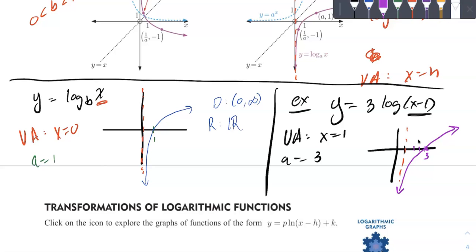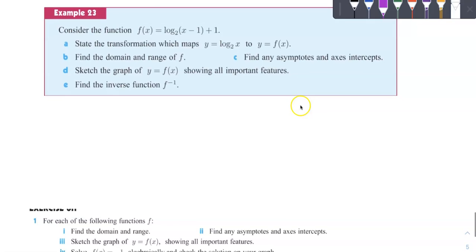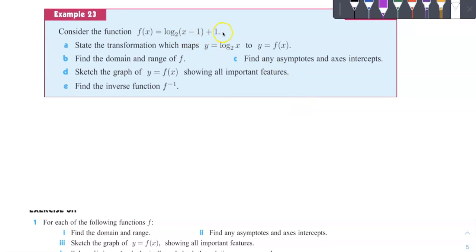Some to that effect. So that's how you graph a log function. So let's move on to our first example here. Consider a function y equals log base 2 of x minus 1 plus 1. State the transformation that maps the basic log function to y equals f of x. Find domain and range. Find the asymptote and axis intercepts. Sketch the graph of the function. Find the inverse.